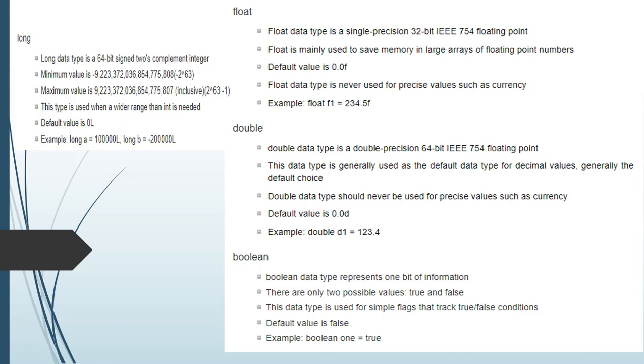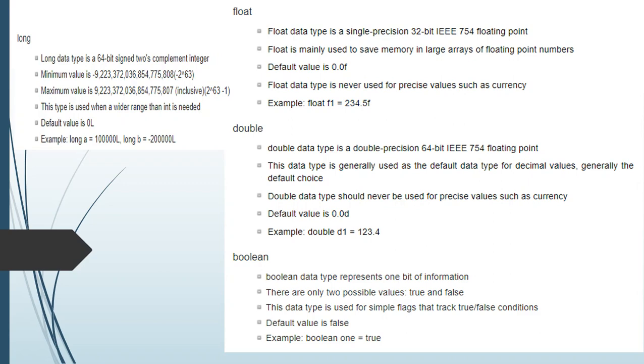Double. Double data type is a double precision 64-bit IEEE 754 floating point. This data type is generally used as the default data type for decimal values, generally the default choice. Double data type should never be used for precise values such as currency. Default value is 0.0d. Example: double d1 = 123.4.